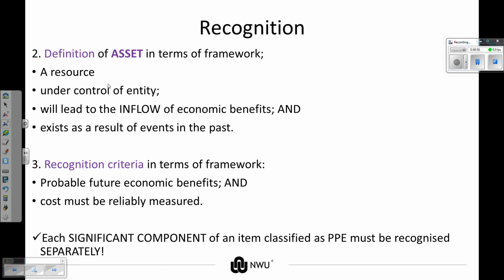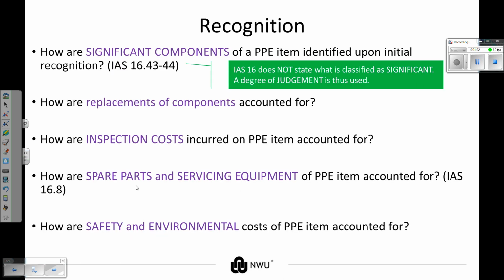The definition of an asset will be a resource under control of the entity, will lead to an inflow of economic benefits, and exist as a result of a past event. So it is a tangible asset, so therefore it must also meet the definition of an asset, and then it must meet the recognition criteria. Only then we can classify something as PPE, and each significant component should be classified separately. We will tell you in a test, is this a significant component or not.